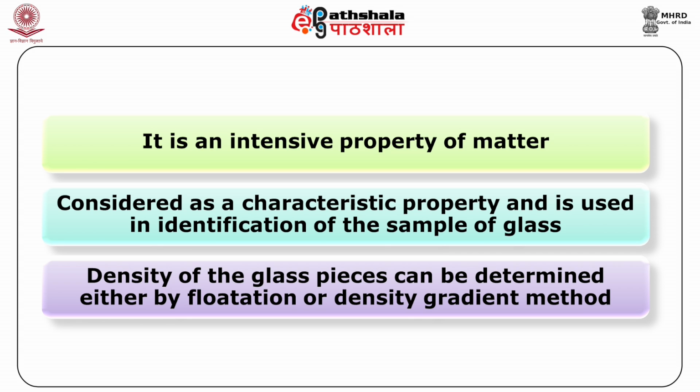It is considered a characteristic property of glass and is thus used as an aid in identification of the sample of glass involved in the crime, as different types of glasses like window glass or headlight glass have different densities. The density of the glass pieces can be determined either by flotation or density gradient method.